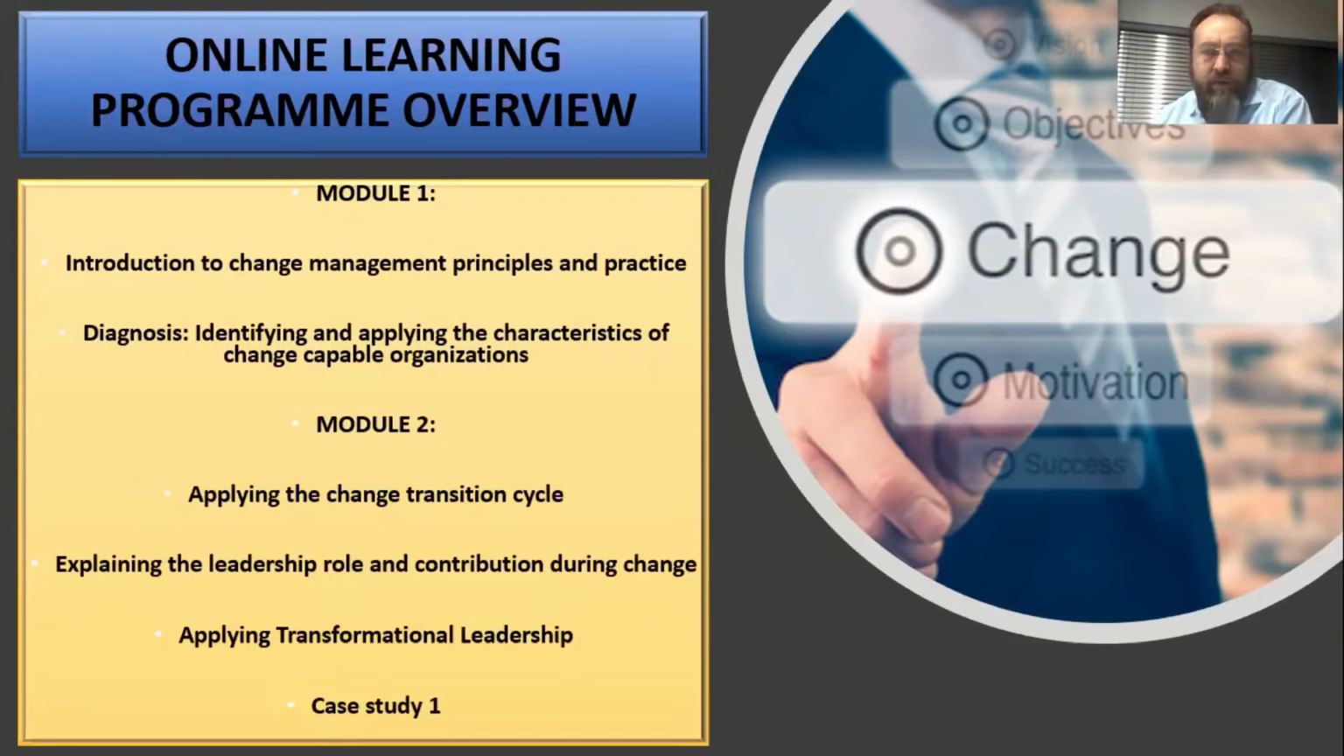And the highlight of Module 1 is then to do a diagnostic activity where we look at the change readiness of organizations. There's 10 best practice research-based criteria, which we're going to use as a basis. And from this, we will then do a gap analysis and identify what are the strategies that we need to employ to close each of those 10 gaps.